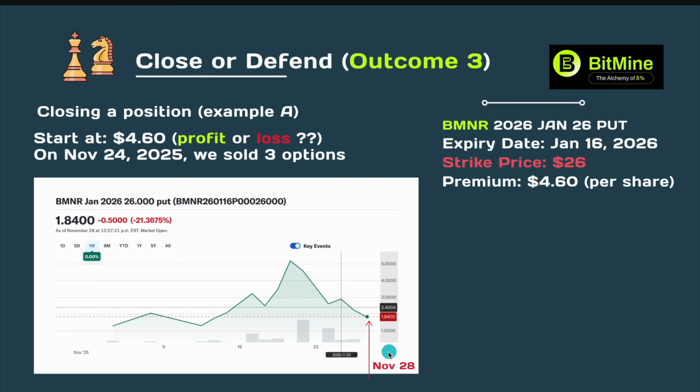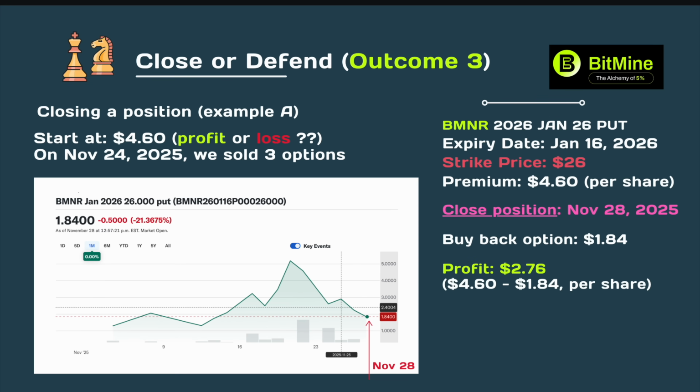So on November 28th, right over here, the option itself is trading at $1.84. So we're thinking about closing the position. Why? Because we sold it 4 days ago at $4.60. Now the price of the option has dropped down to $1.84. So if we buy back this option, we're going to be able to close out our position. So that's what we're going to do: buy back the option, each share at $1.84.